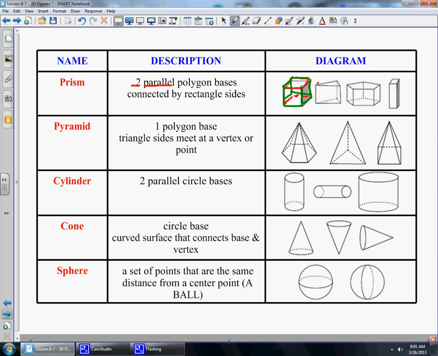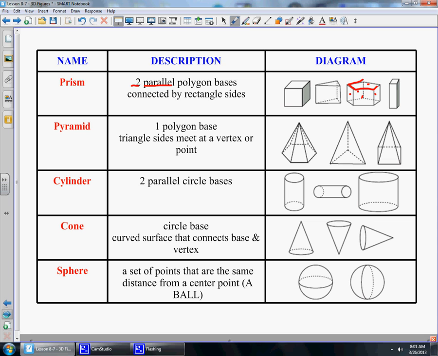Here we have the bases are triangles. So there's a triangle here, and there's a triangle there. And then if you look at the sides, they are rectangular. So because the base is a triangle, it's called a triangular prism. So you can see here all the faces that connect the top and bottom together are rectangles, so that's how we know it's a prism.